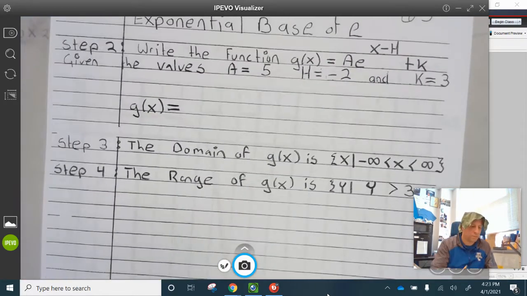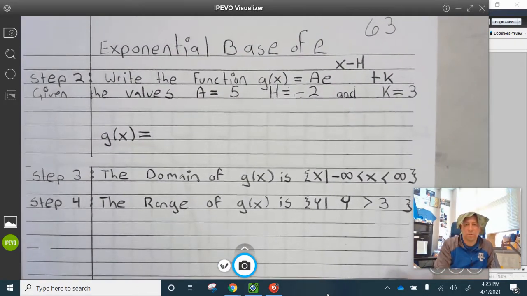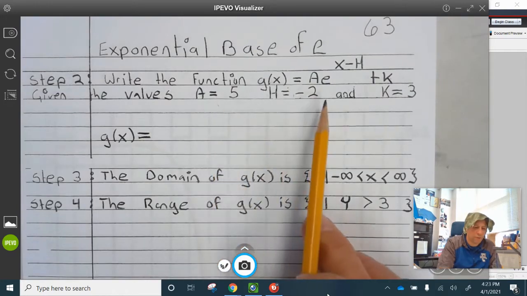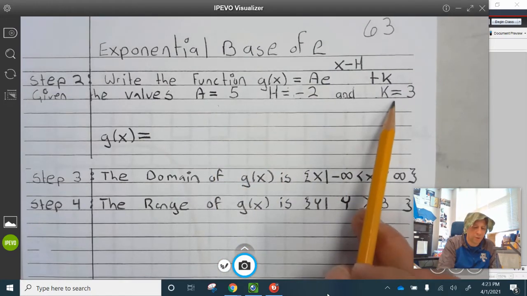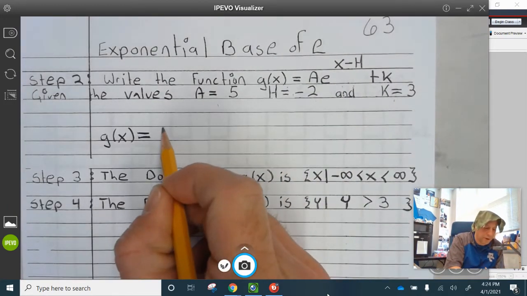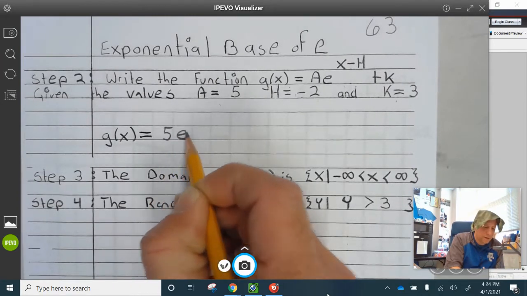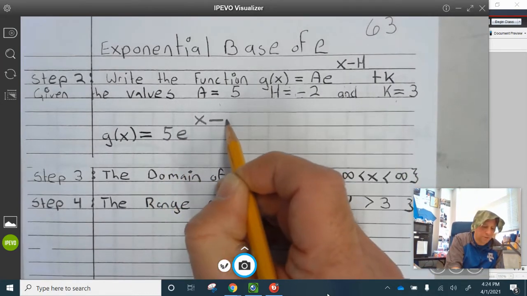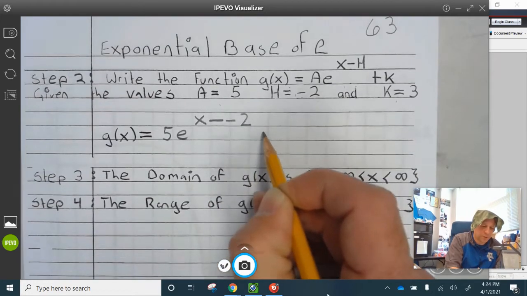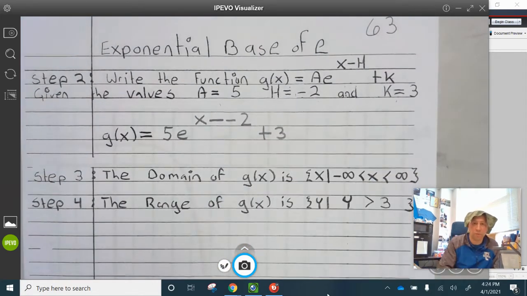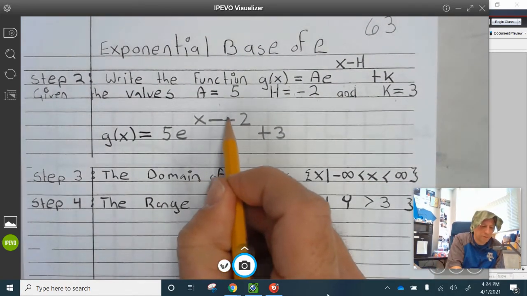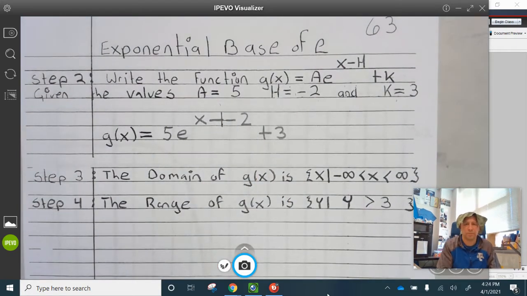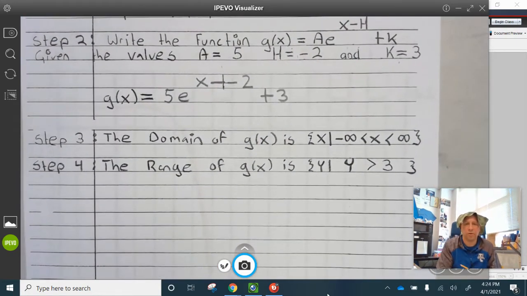So now we know our a value is 5, our h is -2, and our k value is 3, and we plug into this form. So g of x equals 5 e to the x minus h, which is -2, plus 3. Now we know when we subtract a negative, it becomes positive, so that's plus 2. Step 3, the domain of g of x is x such that -infinity is less than x less than infinity. Step 4, the range of g of x is y such that y is greater than 3.